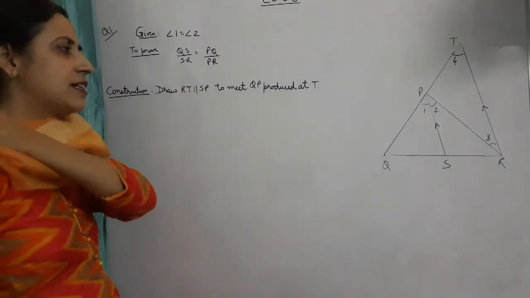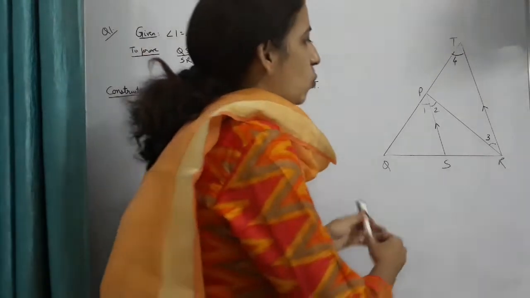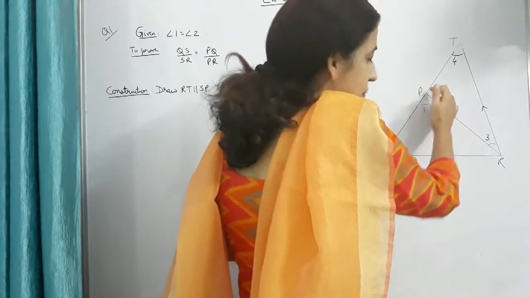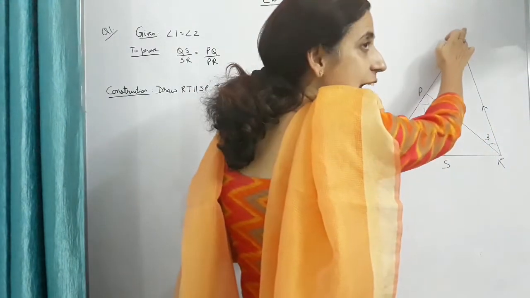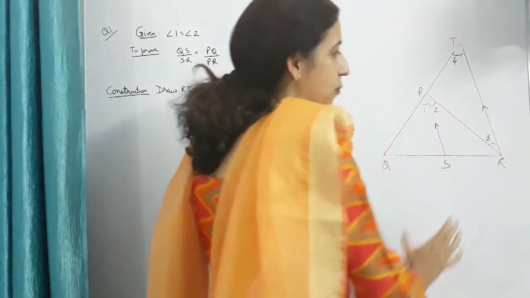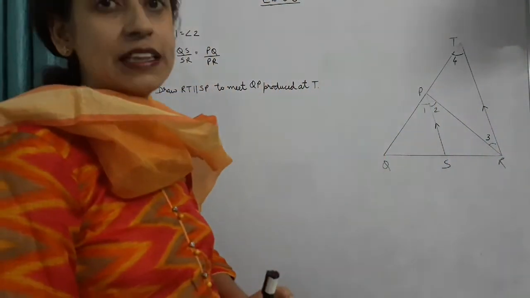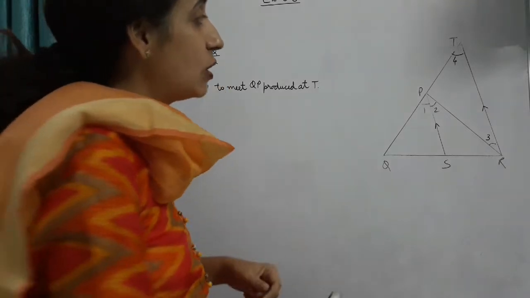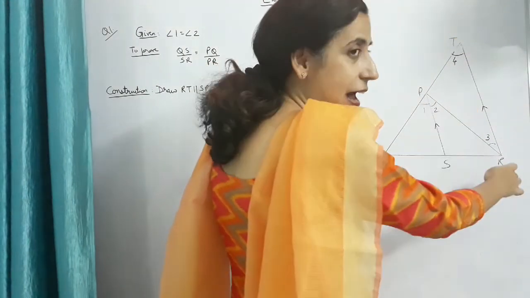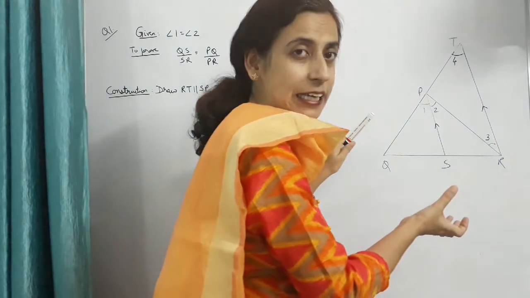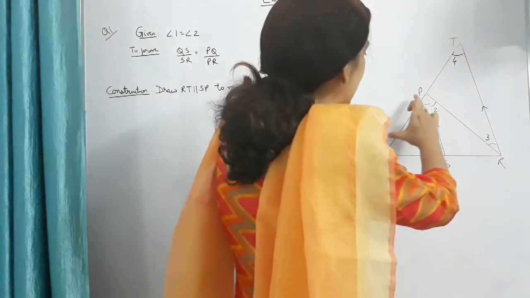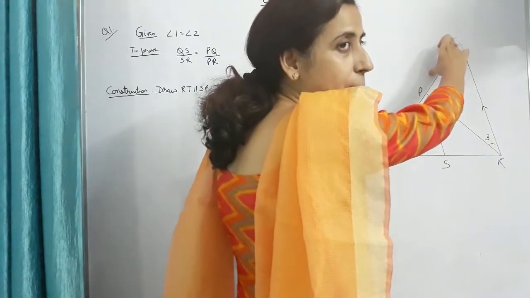So for proving this we do a construction. We draw a line RT parallel to SP to meet QP produced at T. So these are the two parallel lines which we have drawn. Now why have we drawn these parallel lines? So that in triangle TQR, these are two parallel lines, we can use BPT. And if we use BPT, we will obtain QS by SR is equal to PQ by PT.